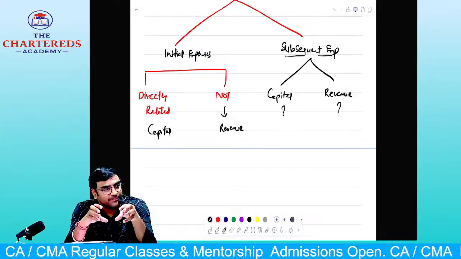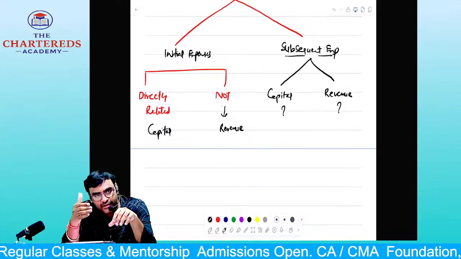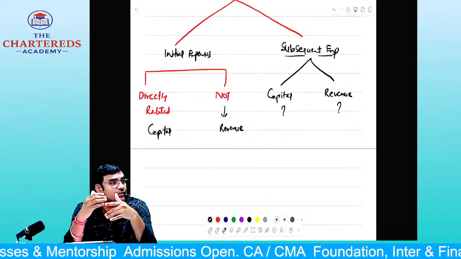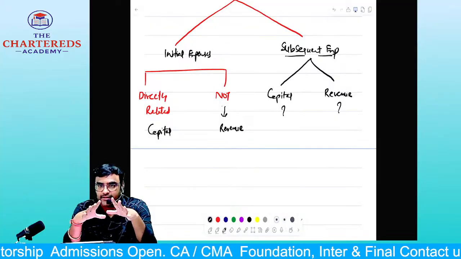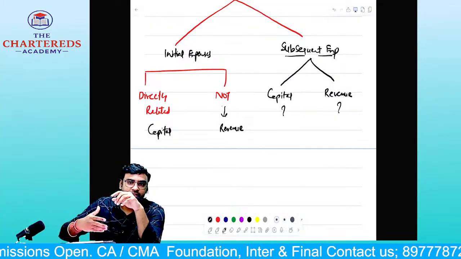So directly capital and we cannot say, directly revenue and we also cannot say. I think it all depends on facts and circumstances. Is it clear? What are facts? What are circumstances? Let us understand.